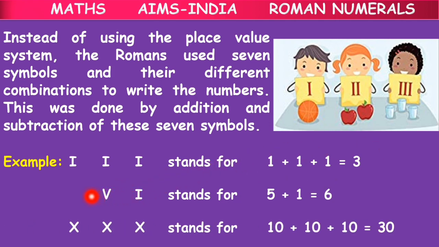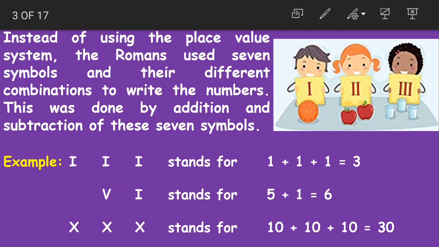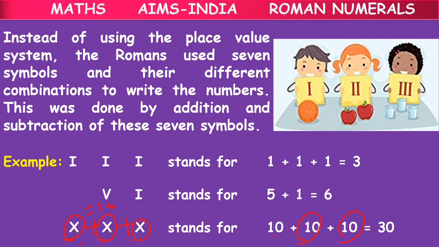Next, we are having X. Now what does X mean? X is equal to 10. So we have 10 plus again X is equal to 10, plus again X is equal to 10. 10 plus 10 plus 10 gives us 30.